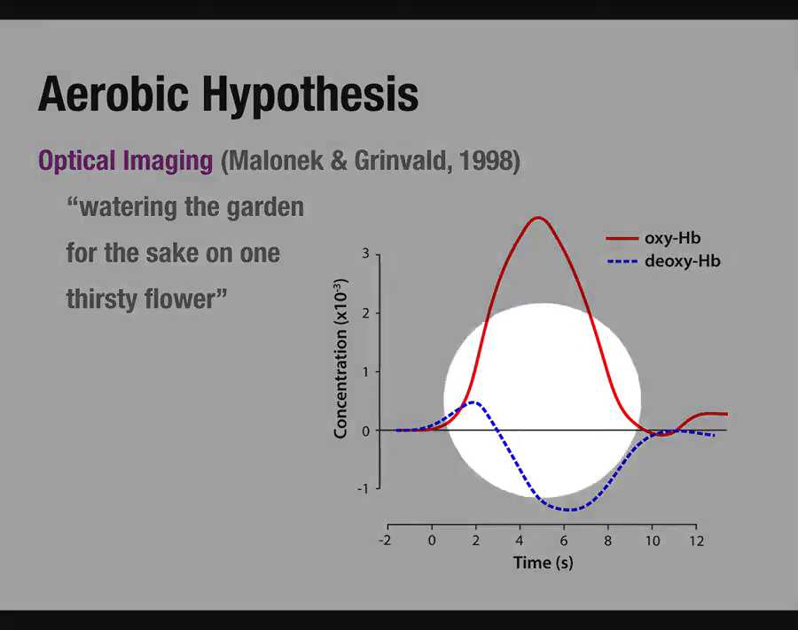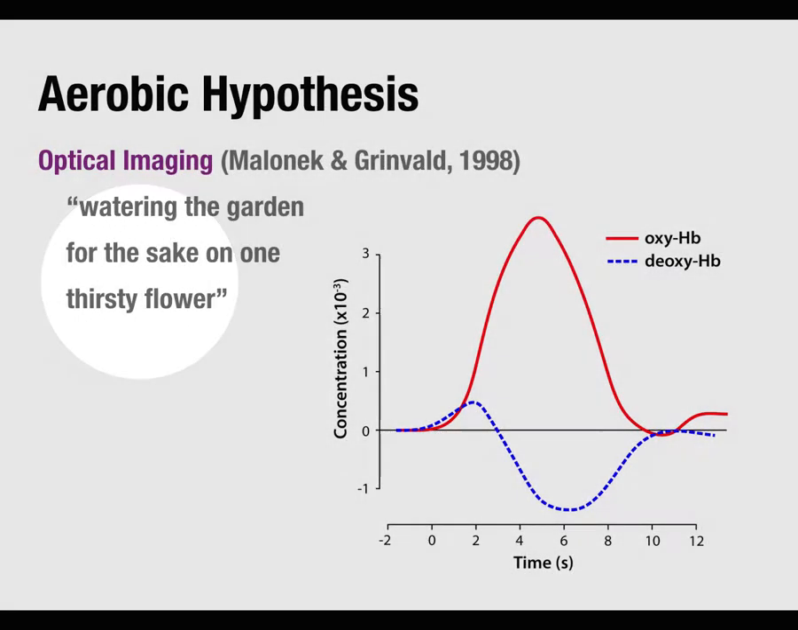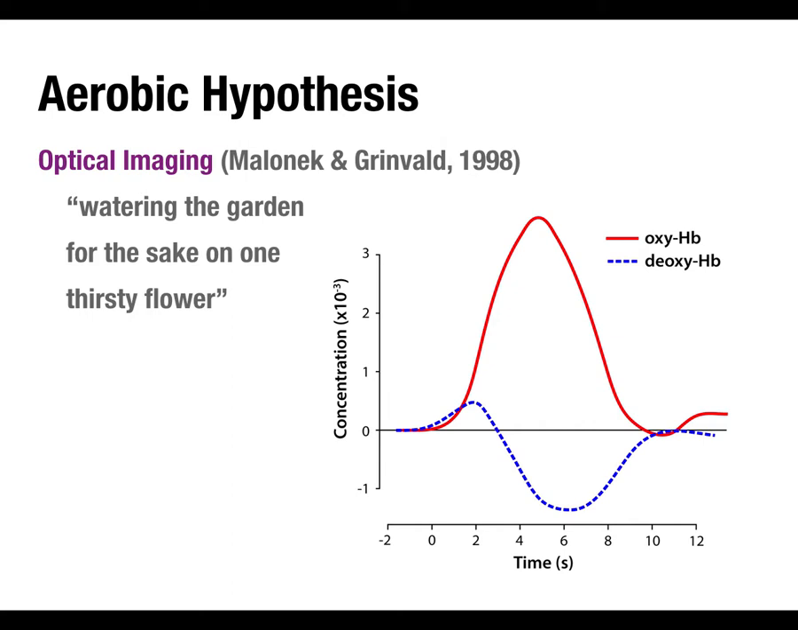But there's this huge increase as well in oxyhemoglobin. And that's not being consumed, so there's this sort of flood of oxygen into the activated brain area that's far in excess of what that brain area is actually going to consume. And they described it with this phrase, watering the garden for the sake of one thirsty flower, right? So you've got some neurons that are slightly increased in activity, so the metabolic demands go up, and the body's response is to flood that area with way more blood, way more oxygenated blood than it actually needs to do its job.